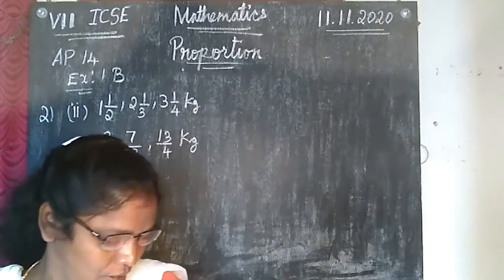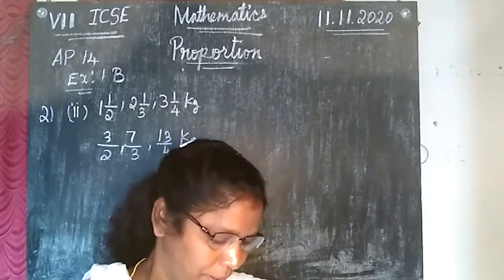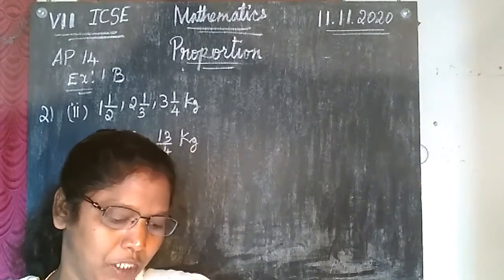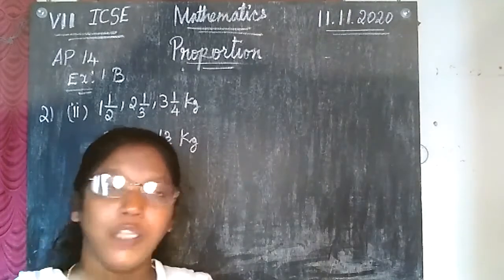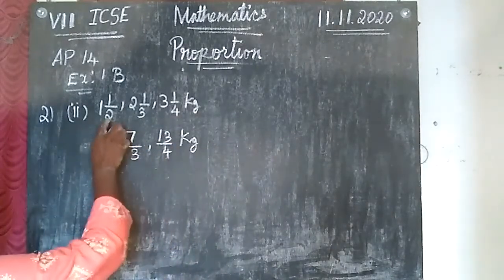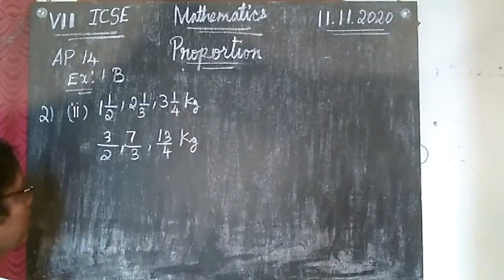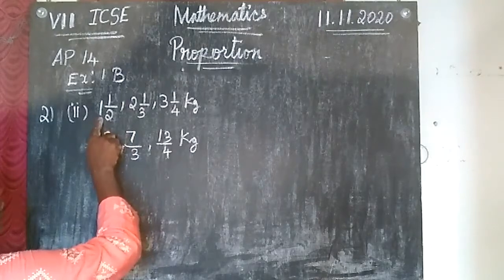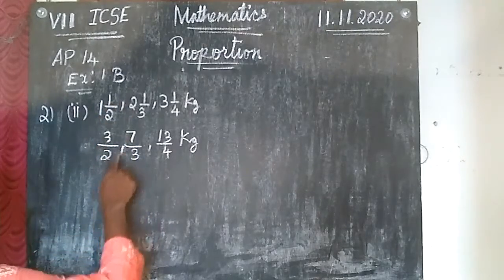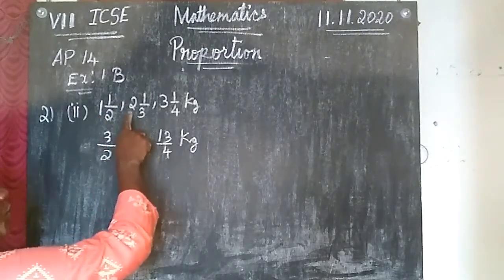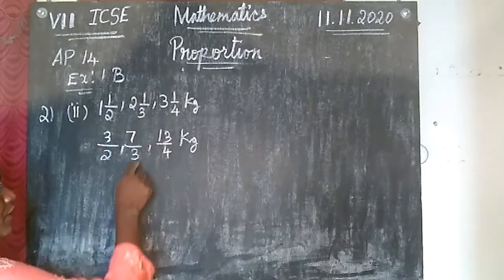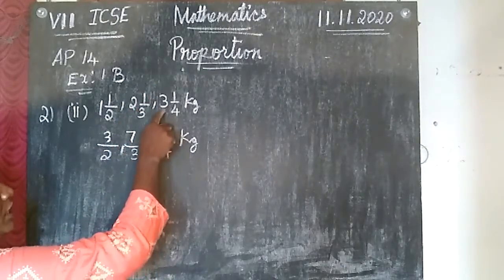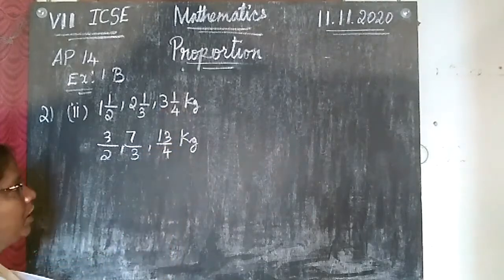Now we'll move on to the second topic. Find the fourth proportional to the following quantities. 3 quantities are given here. That is 1 by 2, that means 1 2s are 2, 2 plus 1, 3 by 2. Here 3 into 2, 6, 6 plus 1, 7 by 3. 4 3s are 12, 12 plus 1, 13 by 4.